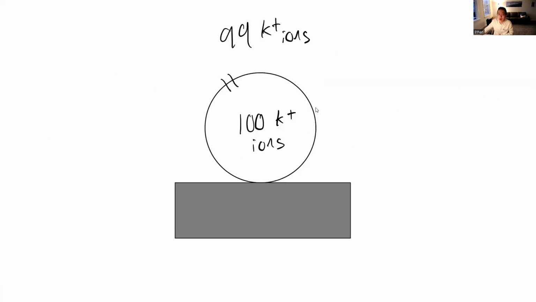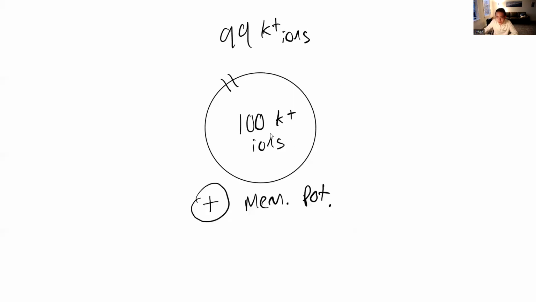Let's say you have a cell with 100 K plus ions inside and 99 K plus ions outside. What's the membrane potential, or net charge inside the cell compared to outside? Because remember, membrane potential is always calculated intracellular relative to extracellular. That's right, membrane potential is positive, because you have more positive charge inside the cell compared to outside the cell.